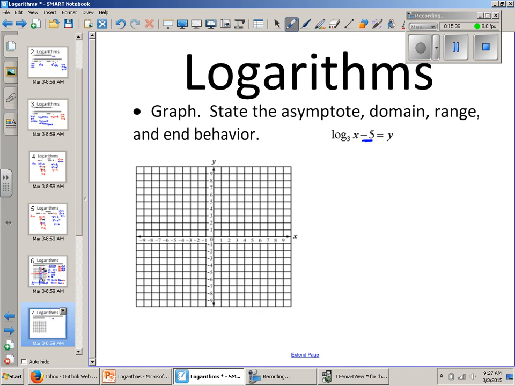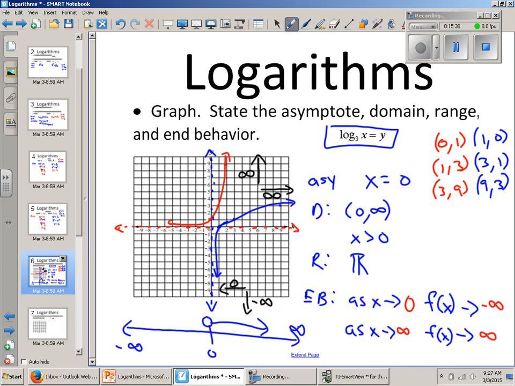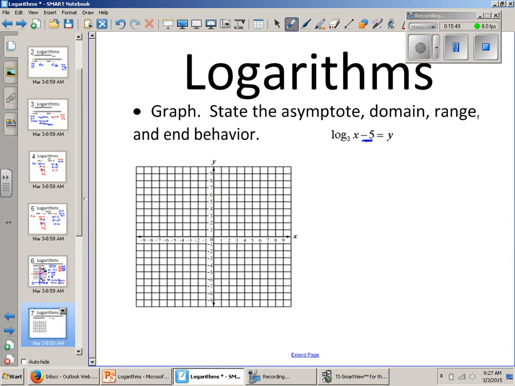Let's go back to our last one. Blue is the parent as long as the base is 3. So what does the minus 5 do? If we remember, that's outside minus 5. So it's going down. So we have a vertical shift down 5 units. So if I move all my points down 5 units, I'm going to have my new graph.